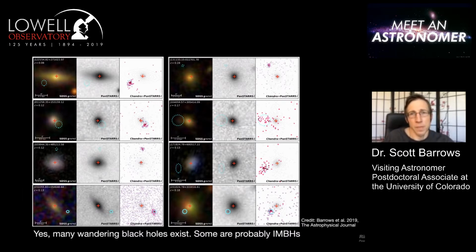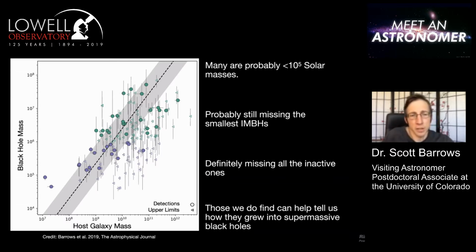Now we can take this large sample and begin to push down a little bit in the black hole mass range, or at least fill it out. Many of these wandering black holes are very likely intermediate mass black holes. That's shown by the purple color coding here. Many of them are actually probably less than 100,000 solar masses. So these are probably intermediate mass black holes that were in very low mass galaxies that have merged with a more massive galaxy and are now orbiting around it. Unfortunately, we're still probably missing the smallest intermediate mass black holes. We're definitely missing all the inactive ones, of course.